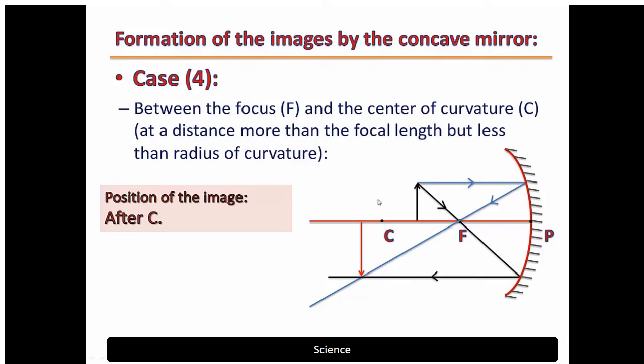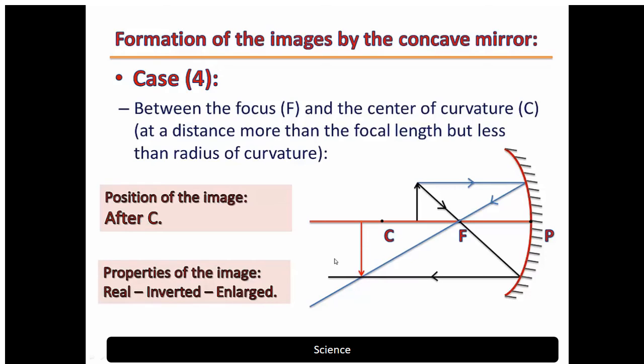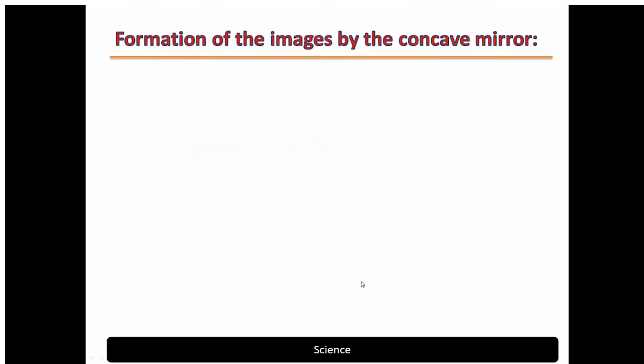The point of intersection of the 2 reflected light rays will be the position of the highest point of the object. So the image is formed at a distance more than the radius of curvature, or after C. Properties of the image is real, inverted, and enlarged, or you can say magnified.